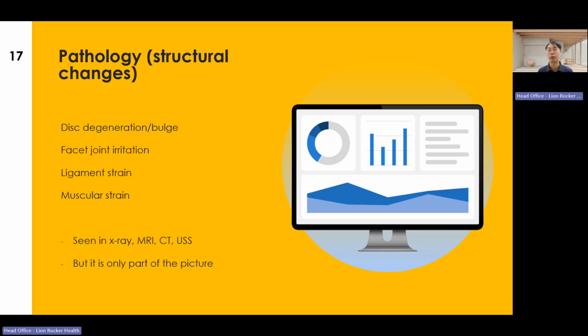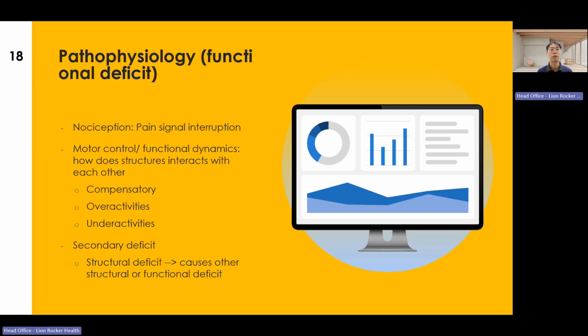On the other side, we have to remember that we are living organisms. We are always moving, we are always doing different things. Even when we are resting, lying down in bed, our body and our structures are interacting with the environment as well. This is what we talk about as the pathophysiology or the functional deficits. There are a lot of different factors that can cause pain as well, other than structure or together with structure. It could be nociception, meaning that the pain signal within the body is being interrupted.